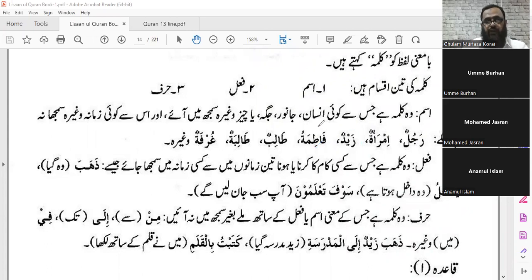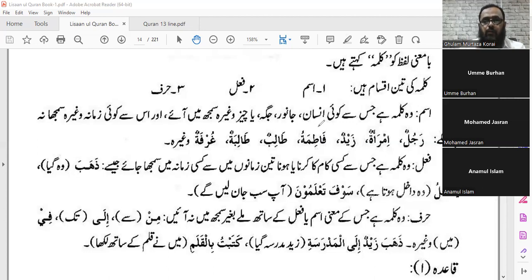So this was the first thing I told you, that ism is a word that gives a name to a person, a human being, a place, or an animal, but it does not express any time.